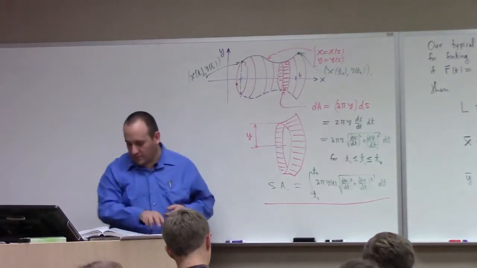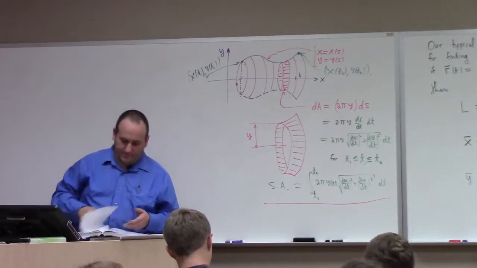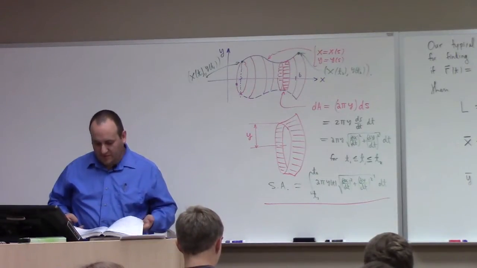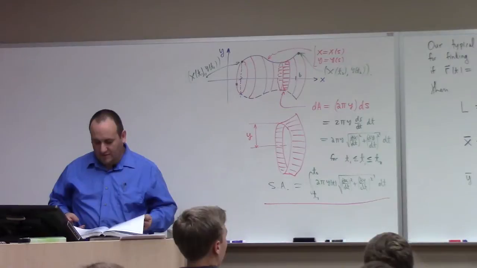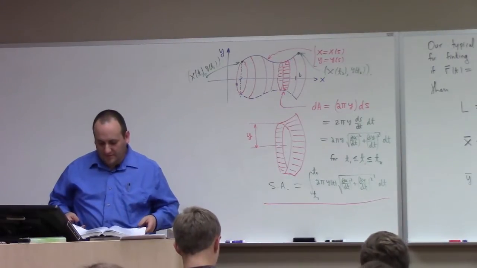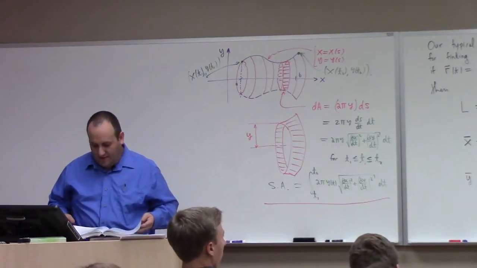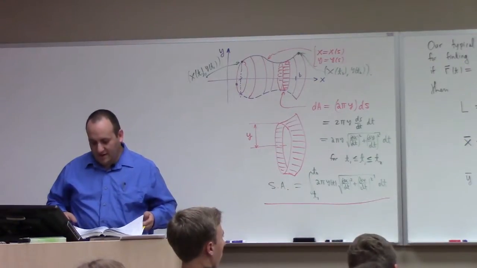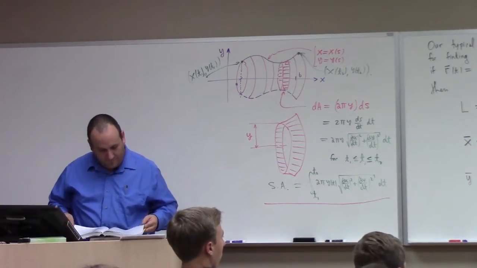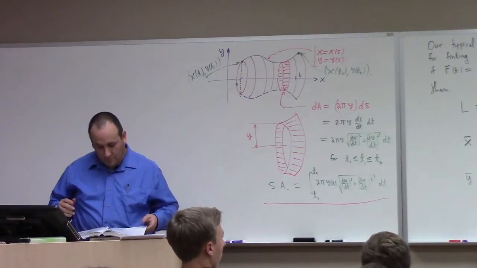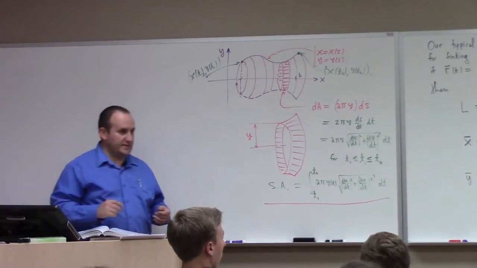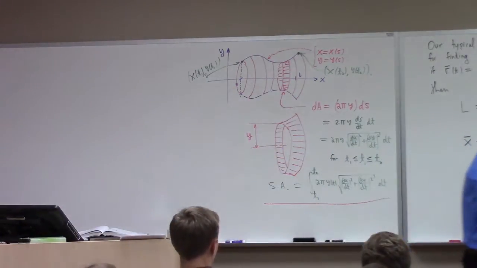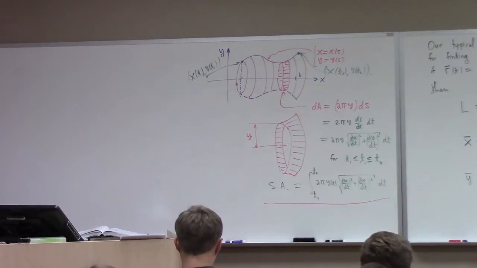Anyway, that's in your book. At the end of section 10.8, Pappus' theorem on surface area, which is stated as A equals 2 pi r bar times L, where r bar is the distance from the axis of revolution to the centroid of the curve. We can work more examples if you want. That's the main thing I had to tell you guys today.